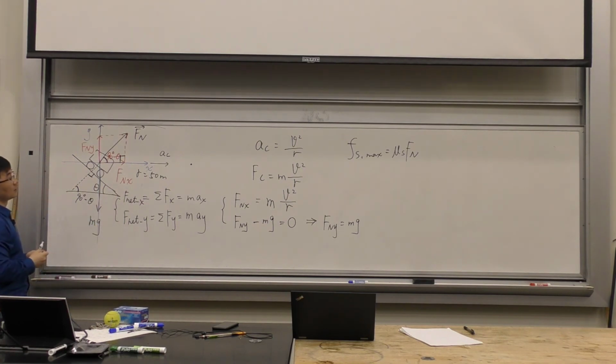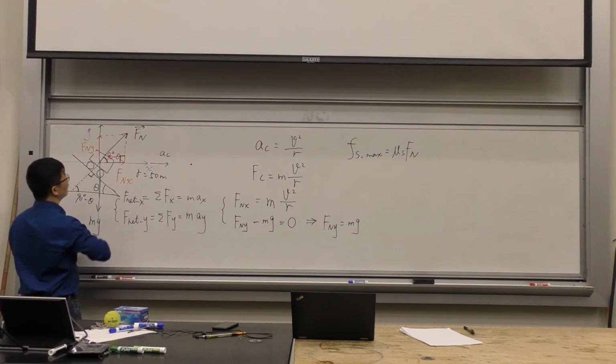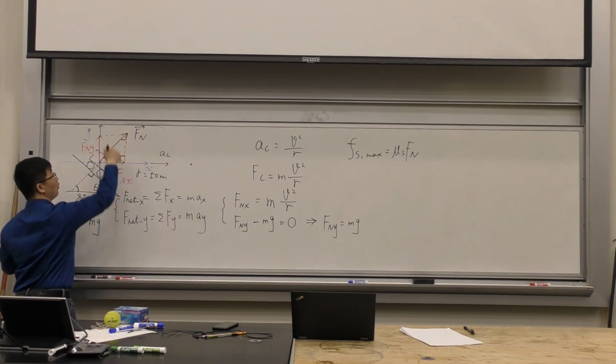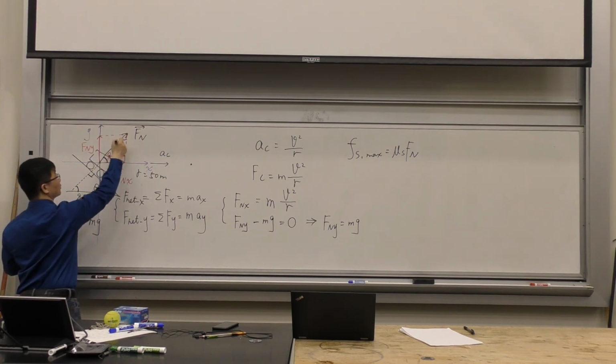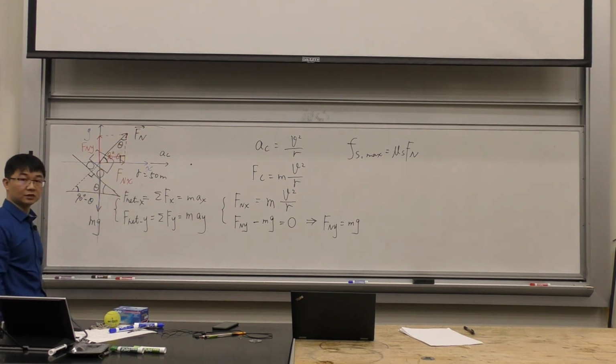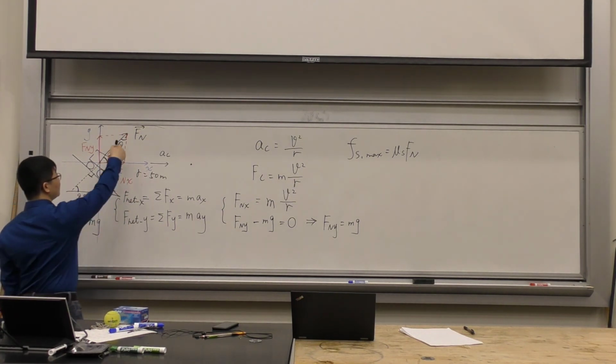If this angle is 90 minus theta, what is this angle? Well, again, this is a right triangle. If you call this angle 90 minus theta, this angle must be 90, because all these three angles added together should be 180, right? So this angle is theta.